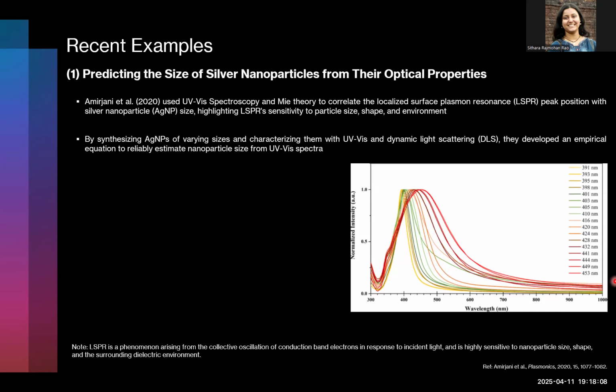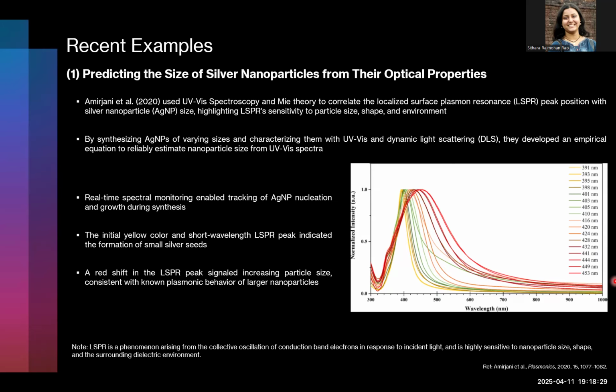So the only thing that the LSPR peak position on the UV spectrum would correlate to is the nanoparticle size. They synthesized silver nanoparticles of different sizes, characterized them with UV as well as DLS for a second opinion, and developed the equation to reliably estimate the size of a nanoparticle just by looking at its UV spectrum.